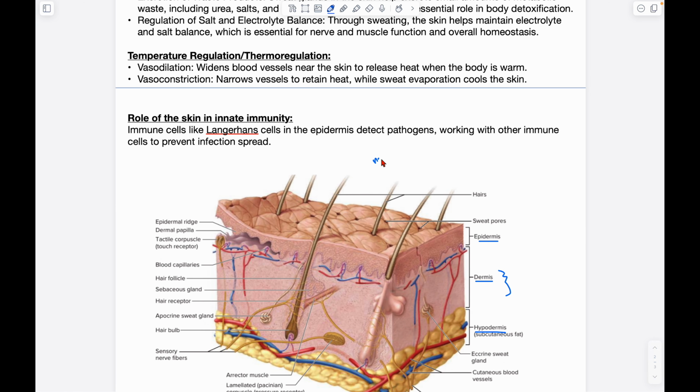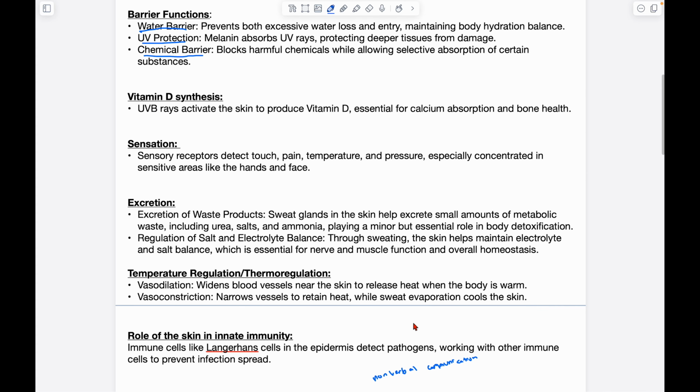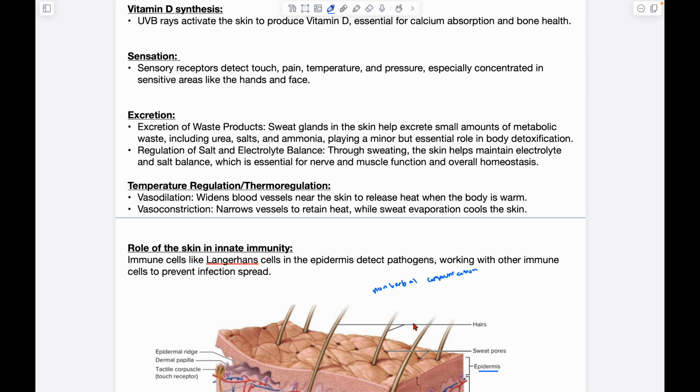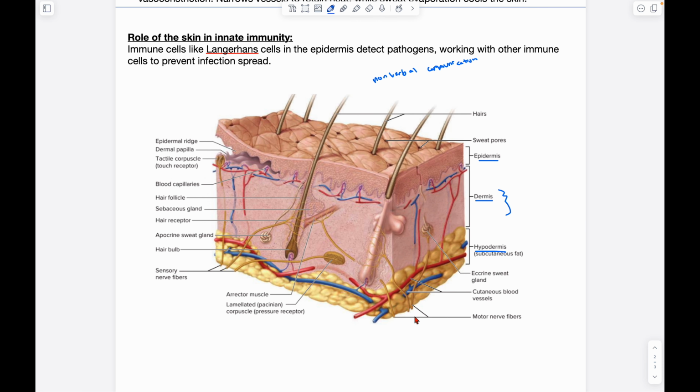So, nonverbal communication. This is apart from the physiological roles. We've discussed vitamin D synthesis, sensation, excretion, thermoregulation. All these are physiological processes, innate processes which occur in the body and regulate homeostasis. But in the social aspect of the integumentary system, the skin also contributes to nonverbal expression. Obviously, face muscles pull on the skin to convey certain emotions, happy, sad, whatever, and skin appearance can signal health status.